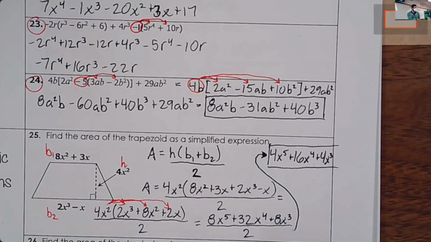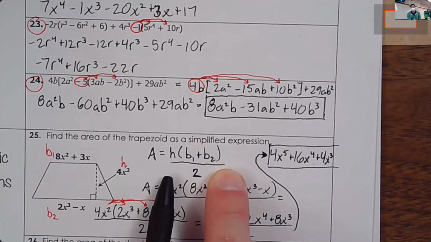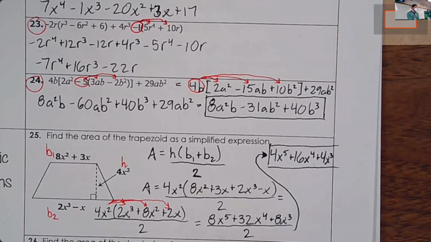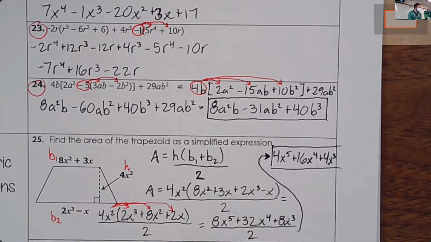So we've got our formula. This formula, by the way, will be useful. If you ever see a trapezoid problem, the area of a trapezoid you now know is right here. Any questions on that one?